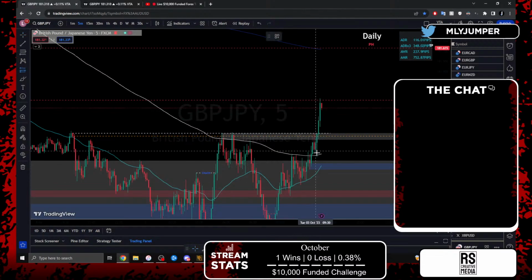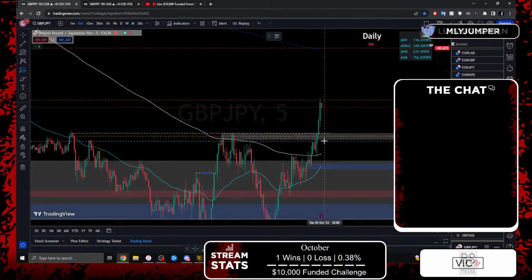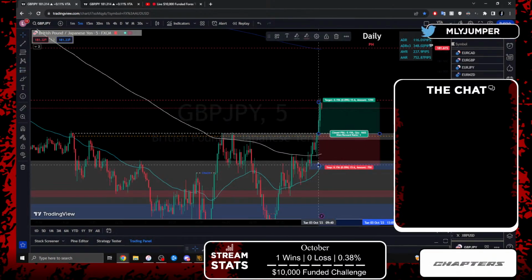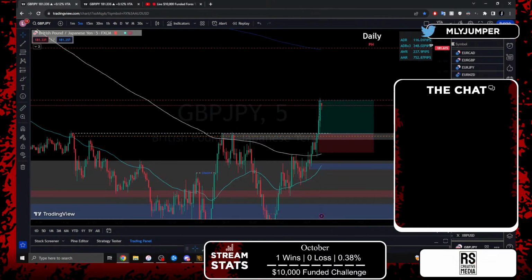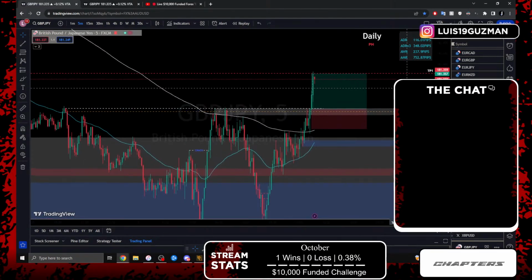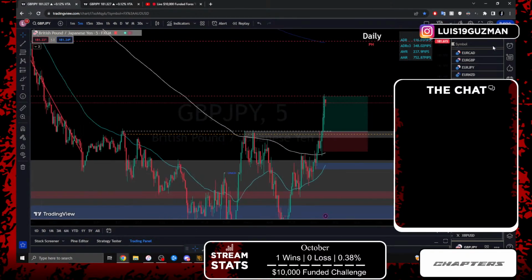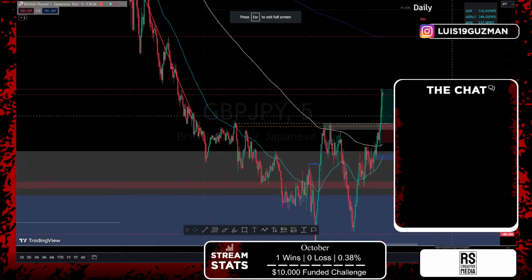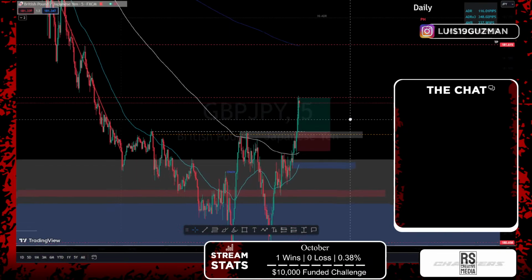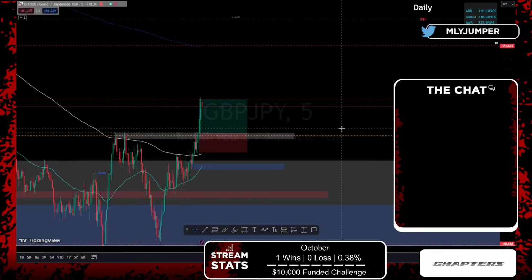So this one was very simple. This one was the break, retest, the lower time frame. Lows were here. TP number one was here. Put this on full screen so people can see this.